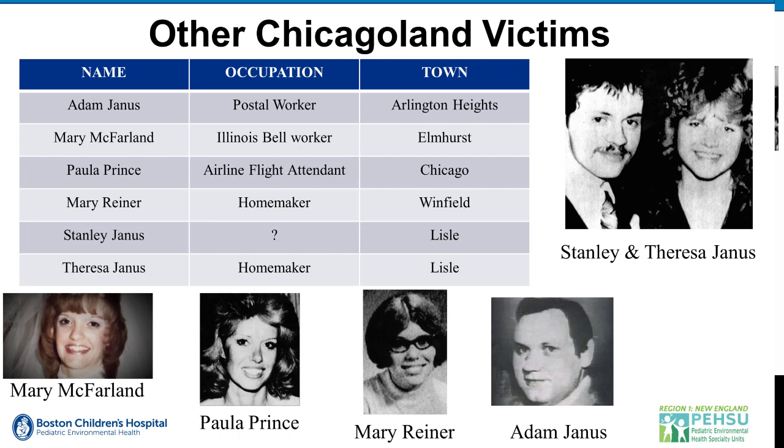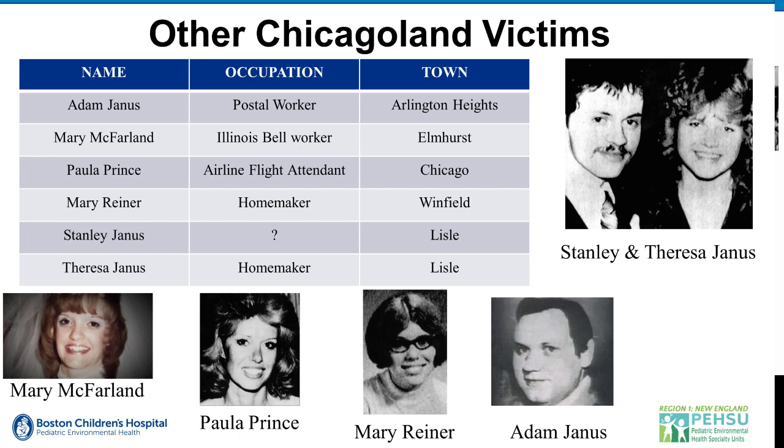However, within a day or two, Adam Janus, who was a postal worker who lived in Arlington Heights. Remember, she lived in Elk Grove Village, which is a suburb of Chicago near O'Hare Field. Arlington Heights, not too far away. He took Tylenol for his headache at home, and he died.